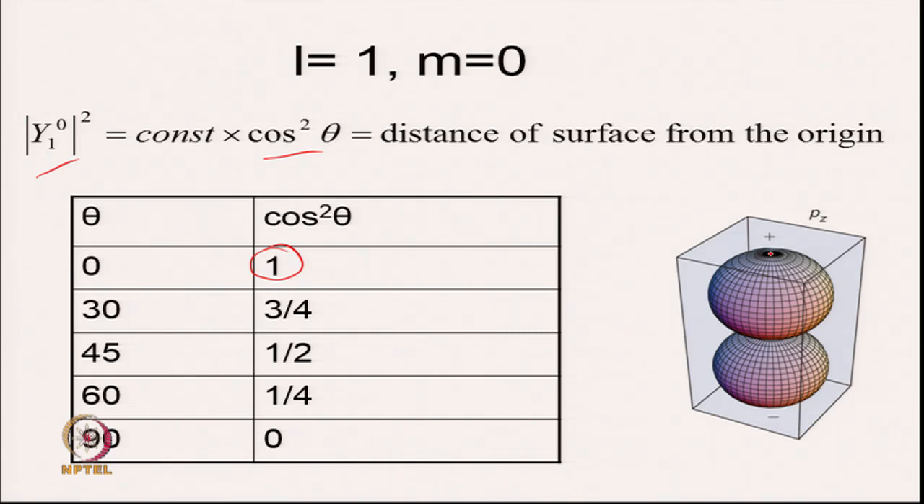Now, you change the angle. Suppose you go to 30 degrees, this value is decreasing, decreasing, decreasing, and at theta equal to 90 degrees it becomes 0. You can see here it is 0, since it goes as cos squared theta. The same thing will happen when you go in the opposite direction. So, this gives you the shape of the p_z orbital.